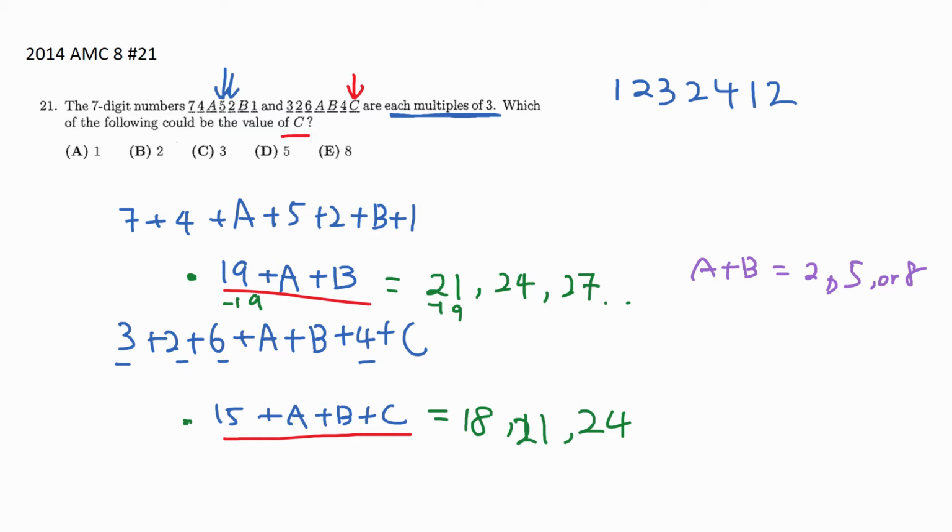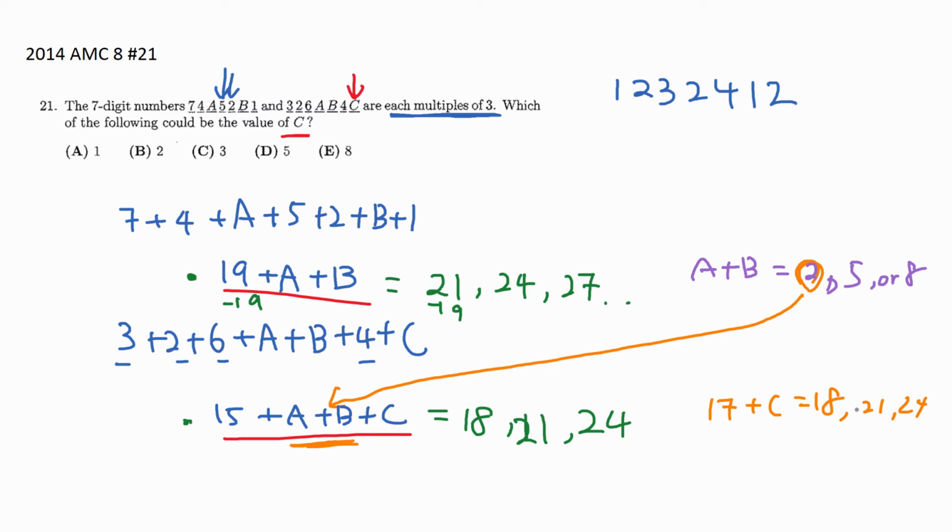Notice that we can replace A plus B over here. Imagine you put 2 here. What happens? You're gonna have 17 plus C equals 18, right? Or sure, you can have 21 or 24. But let's start with 18. So that means C has to be 1, right?